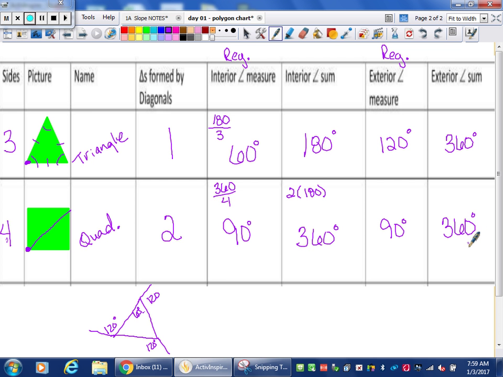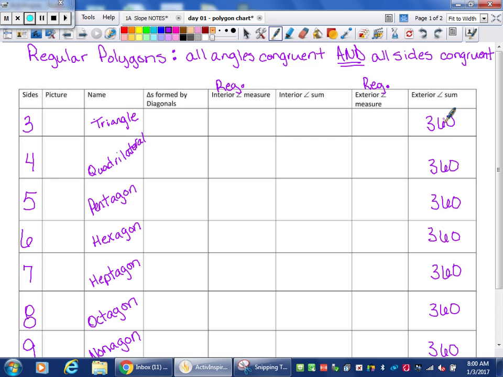Alright, now, if you're already trying to look for patterns, there's one that should be staring you right in the face, and that's your exterior angle sum. If you notice, even on just 3 and 4, we ended up with the same number. Well, let me tell you, that is correct. And it doesn't matter how many sides your polygon has, your exterior angles will always, always, always add up to 360 degrees. So, you can go back on your chart and just put 360 all the way down.